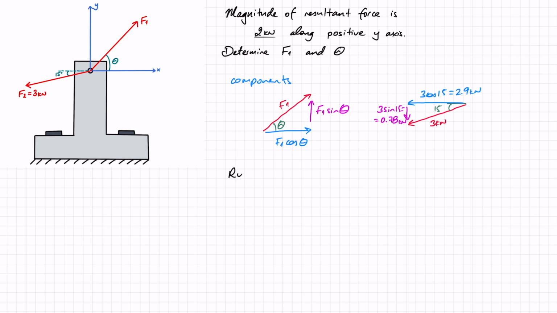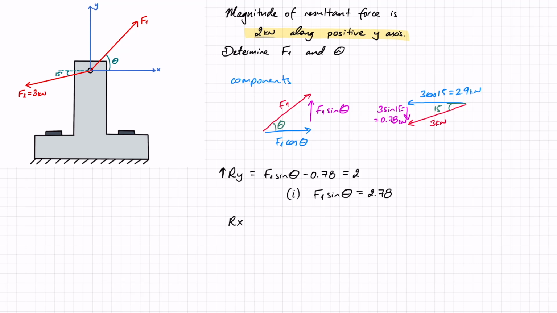So Ry, the resultant in y, with this being my positive y direction, equals F1 sine theta minus 0.78. I know that the resultant in the y direction is going to be 2 kilonewtons, right? Because that is specified here in the question. The resultant force is 2 kilonewtons along the positive y-axis. So I've got plus 2 there. Okay, this is going to be my first equation. I can also write it by isolating F1 sine theta, and therefore on the right hand side I will have 2 plus 0.78, so this will be my first equation.